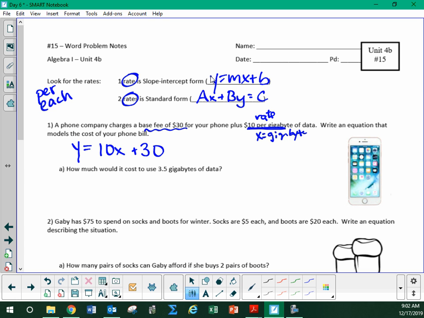How much would it cost to use 3.5 gigabytes of data? Alright, which variable represents those gigabytes again? X. So we're saying x equals 3.5. So we're just going to go ahead and plug that in. y equals 10 times 3.5 plus 30. Alright, so we get 35 plus 30. 65. And what are we talking about again? We're talking about cost, right? So 65 what?